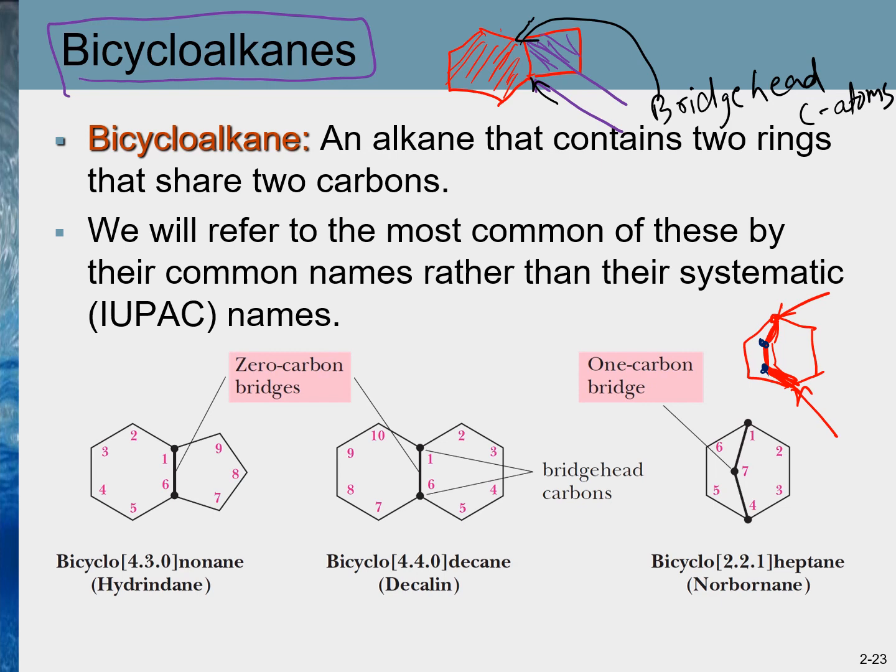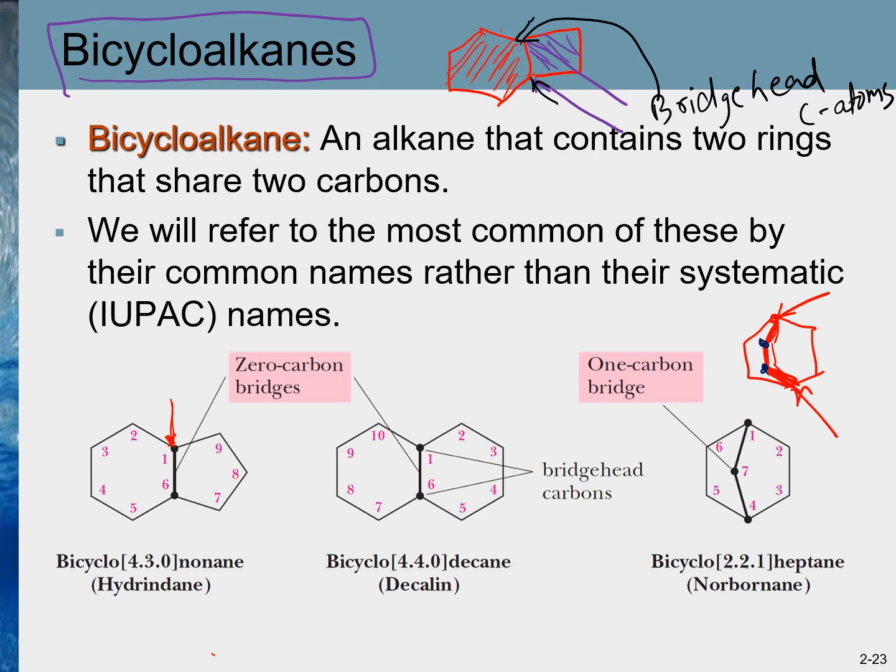The IUPAC names of the bicyclo compounds follow the rule in which we number the bicyclo compounds starting from the bridgehead carbon, and we number the larger ring first. For example, in this case, we start from this bridgehead carbon. You can start from either bridgehead carbon. But in this case, we started from this one and then we number the larger ring first.